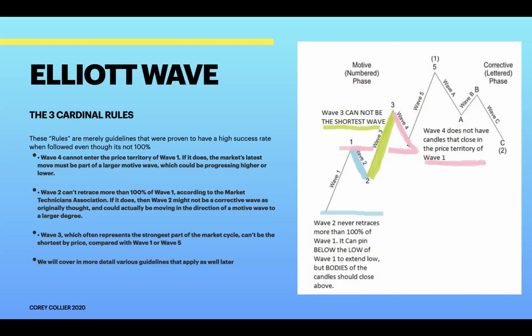Rule number 3 says wave 3, which often represents the strongest part of the market cycle, can't be the shortest by price when compared to either wave 1 or wave 5.